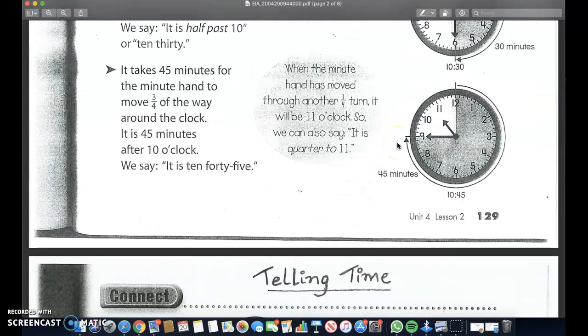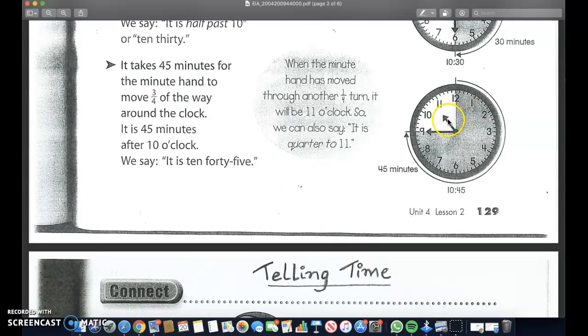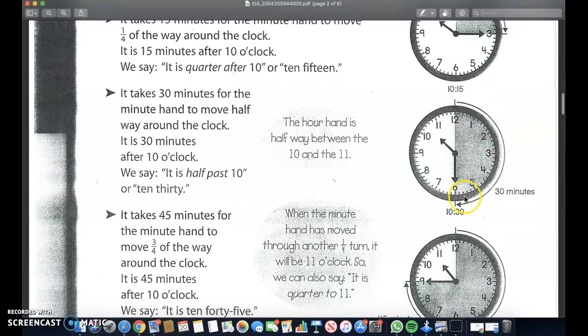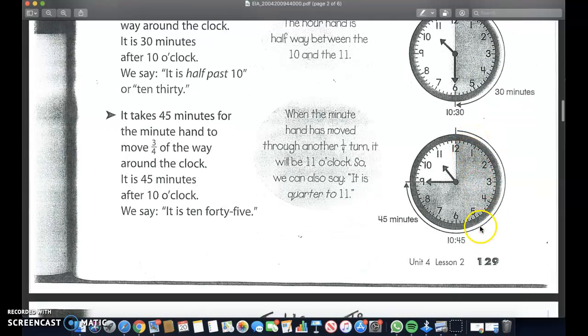It takes 45 minutes for the minute hand to move 3/4 of the way around the clock, shown in this example here. It is 45 minutes after 10 o'clock, so we therefore say it is 10:45. When the minute hand has moved through another quarter, which is this space here, it'll be 11 o'clock. So, when the minute hand moves 1/4 of the way, that's 15 minutes. When the minute hand has moved half of the way, that's 30 minutes. When the minute hand has moved 3/4 of the way, it's 45 minutes.